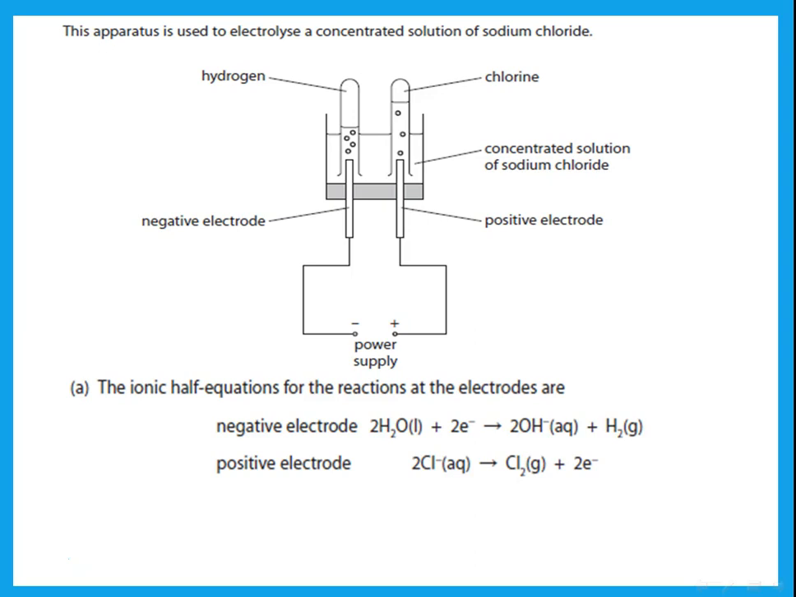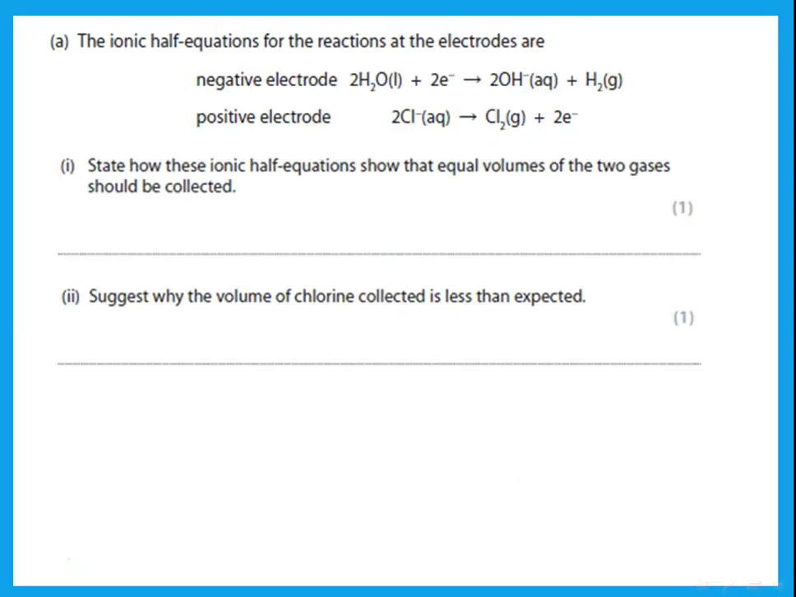Don't be shocked by the unusual way of writing the equation. Just ignore that. And let's see what he's asking about. The ionic half equations for the reactions at the electrodes are this. State how these ionic half equations show that equal volumes of the two gases should be collected.